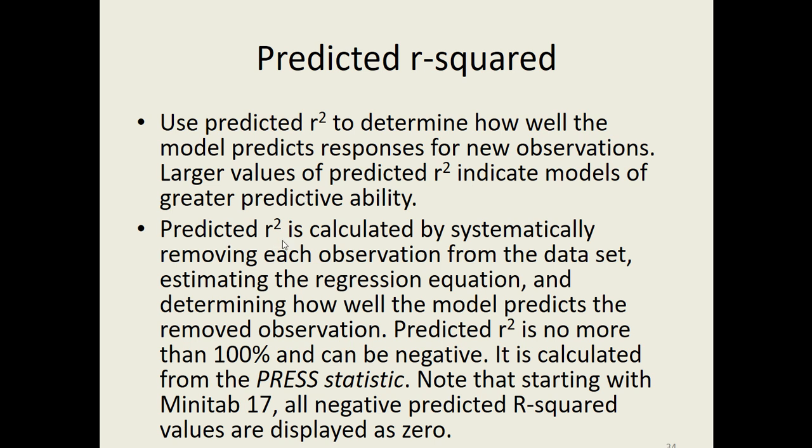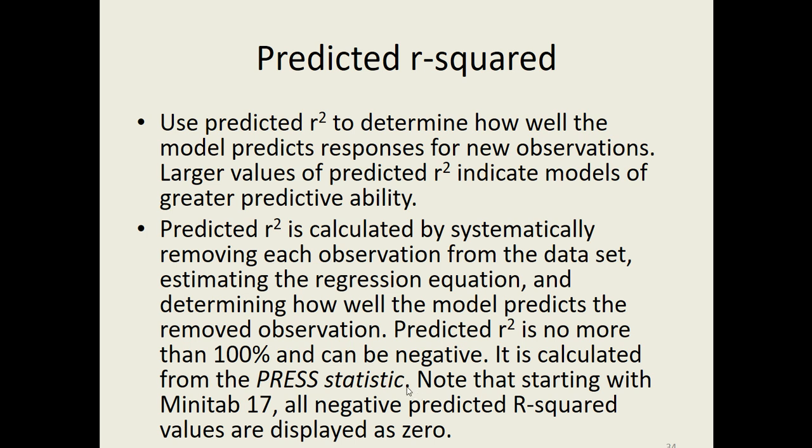The value is computed by systematically removing each observation from the dataset, estimating the regression equation, and determining how well the model predicts the removed observation. The value is no more than 100% and technically can be negative. It is calculated from the PRESS statistic in the regression process.